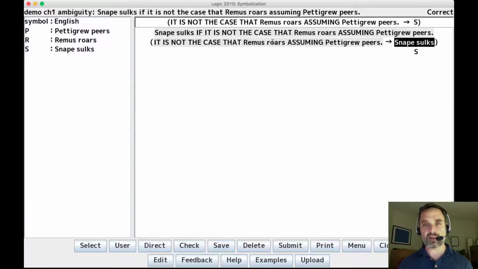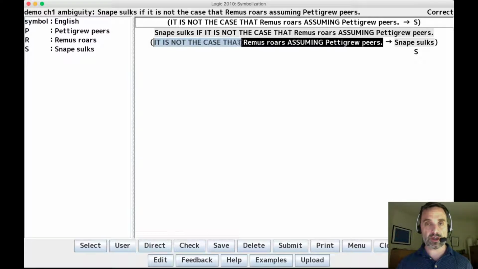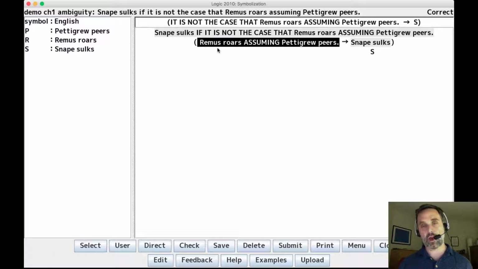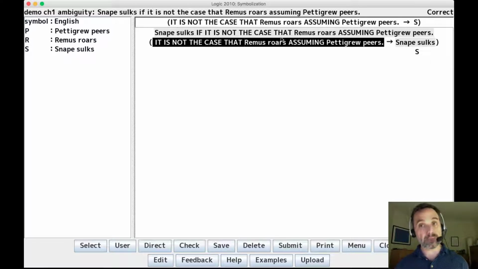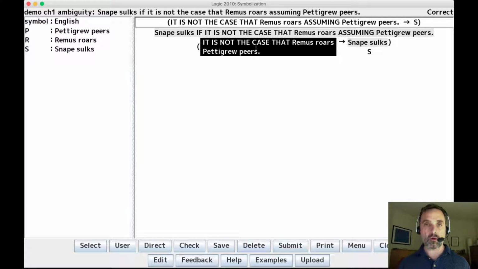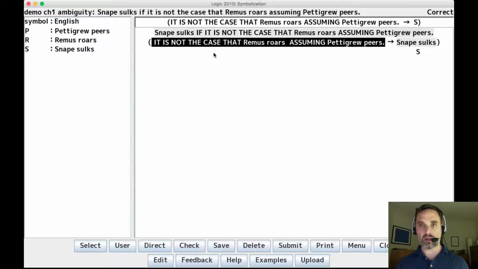Now we have it is not the case that Remus roars, assuming Pettigrew appears. Now let's consider what is the main connective of this sentence. Well, does it is not the case that pass the test? Yes. If we remove it is not the case that, we're left with Remus roars, assuming Pettigrew appears, and that's a sentence, which is what we should be left with. But what about if we remove assuming that? Well, again, we're left with two sentences. Pettigrew appears, and it is not the case that Remus roars. That means that assuming that could also be the main connective. So we still have multiple readings to go. Either it is not the case that can be the main connective, or assuming can be the main connective.